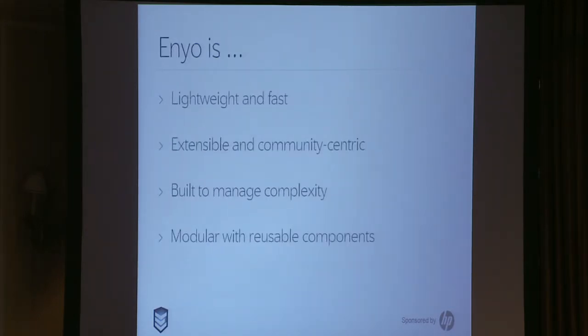Enyo is lightweight and fast. I think currently the core pieces, the core framework minified and gzipped clocks in right around 30K, so for what it does, it's a pretty small, lightweight framework. It's extensible, and we are building our developer community. We already have a pretty rabid set of loyal developers that have been sticking with WebOS since it came out, and they love Enyo. Built to manage complexity via our component model, and I'll get into some of that here in a couple of slides.